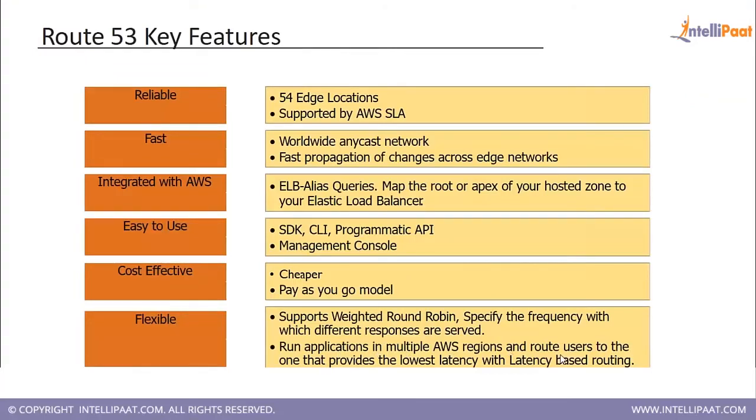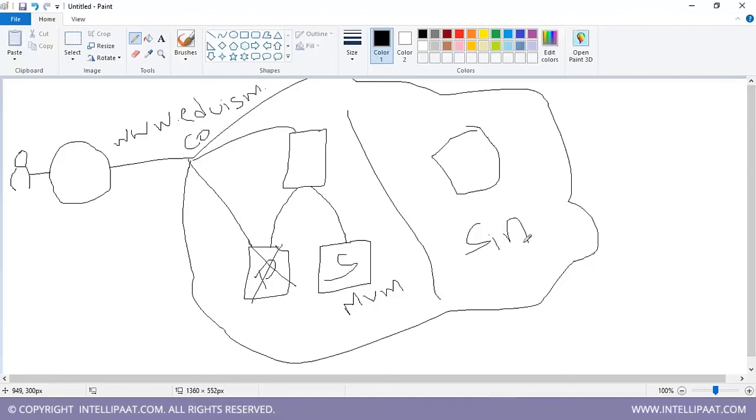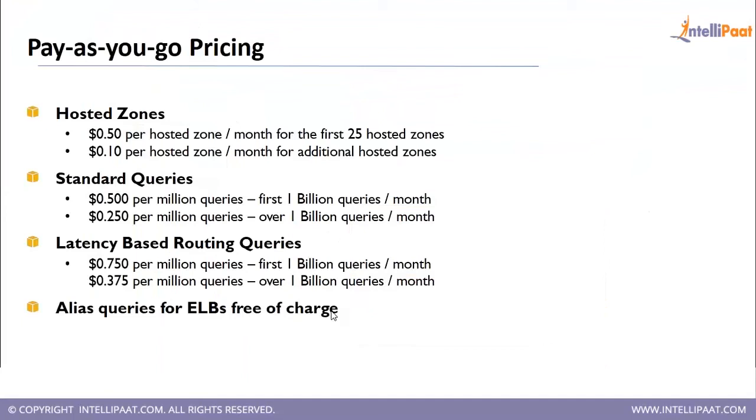We can run applications in multiple AWS regions and route users to the one. So in case of failover, okay, let us say that this server stopped working and this entire infrastructure is in the Mumbai region, and we can fail over to a server that is in the Singapore region using Route 53. So any request that is coming to the primary server will be rerouted to the failover server in the Singapore region. So that is what I'm going to perform in the practical demonstration. So you can see that, okay? So that is one thing.